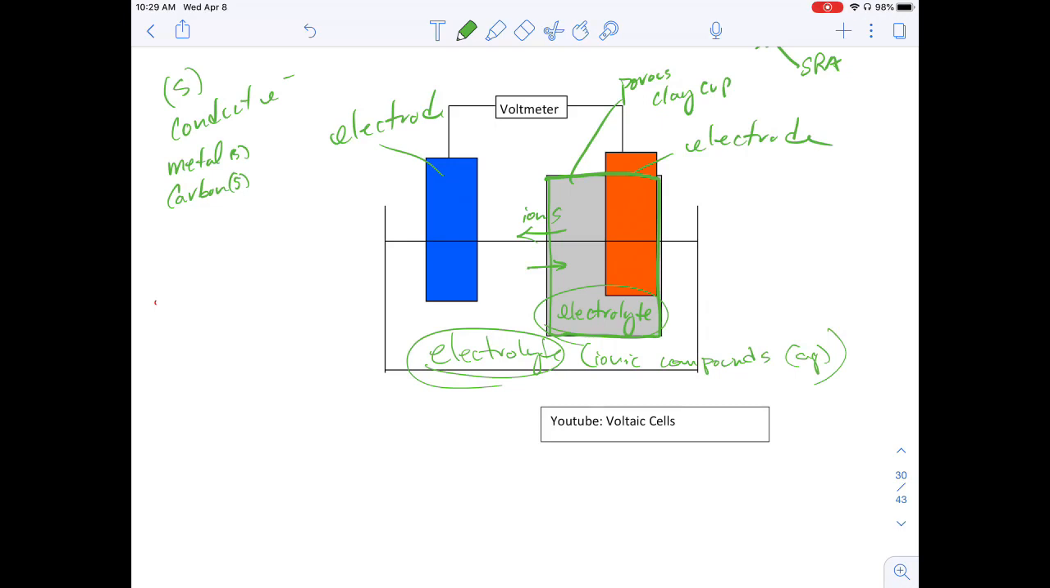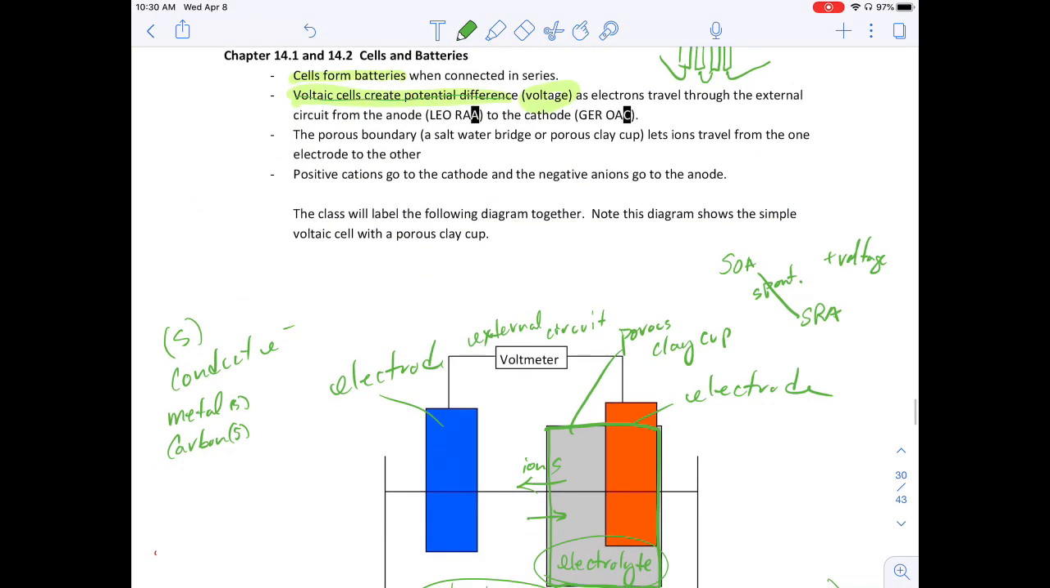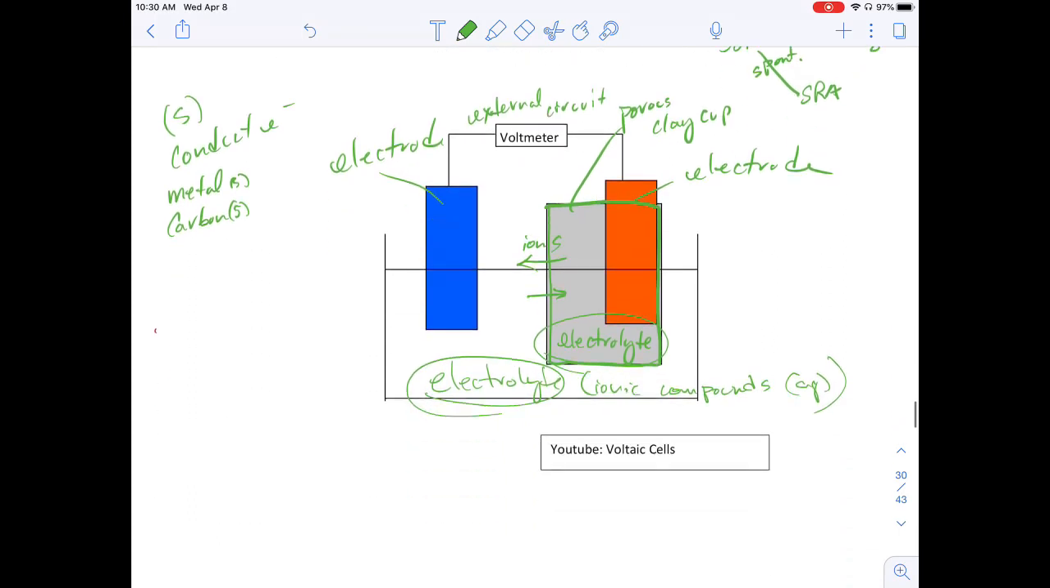Now, the other thing that we've got in this, other than the two electrodes, the electrolytes, as well as the porous boundary for the ions, is an external circuit. The external circuit is basically where the business happens, right? In here, your external circuit would have been powering your calculator. This external circuit has electrons that are going to go from one half reaction to the other.